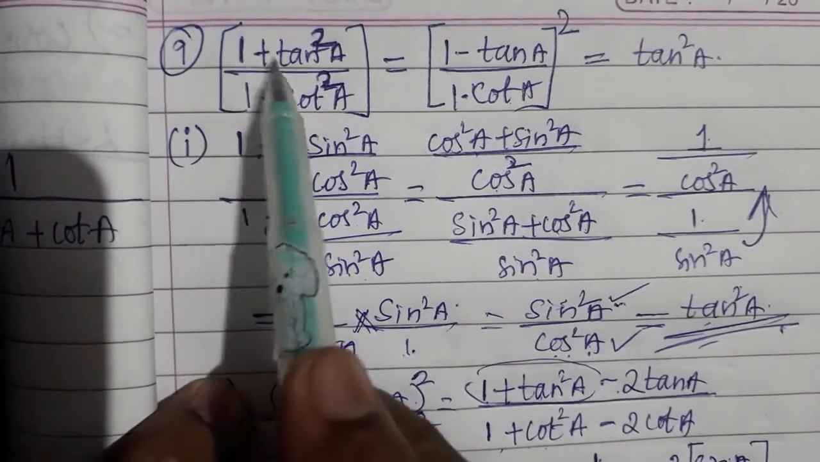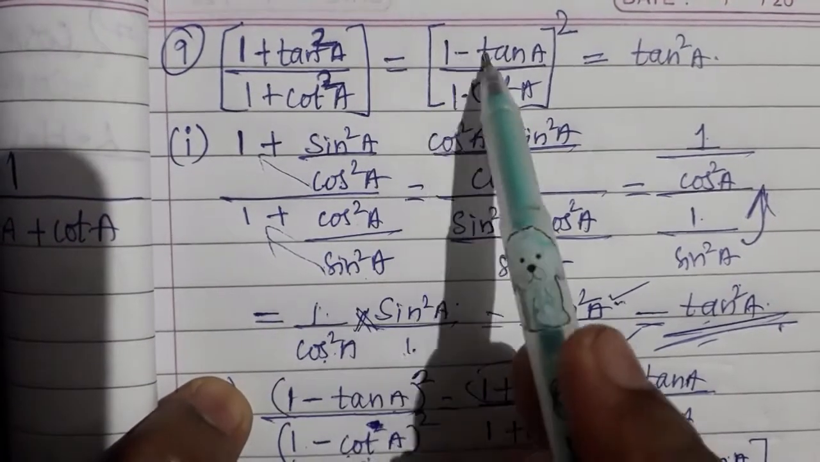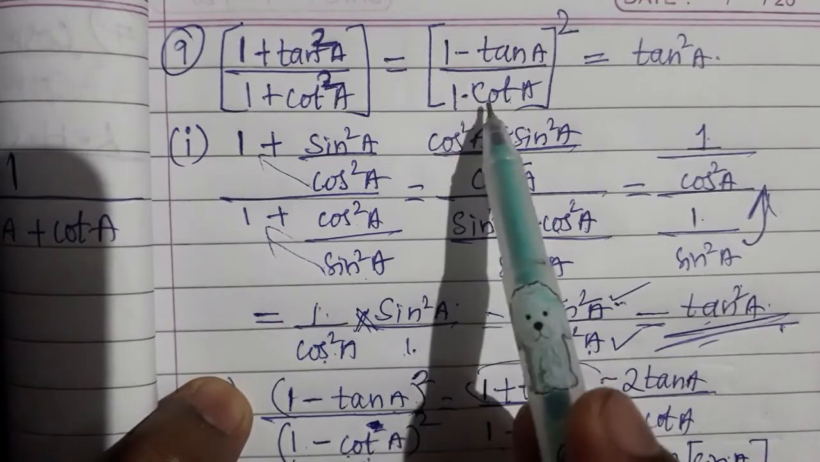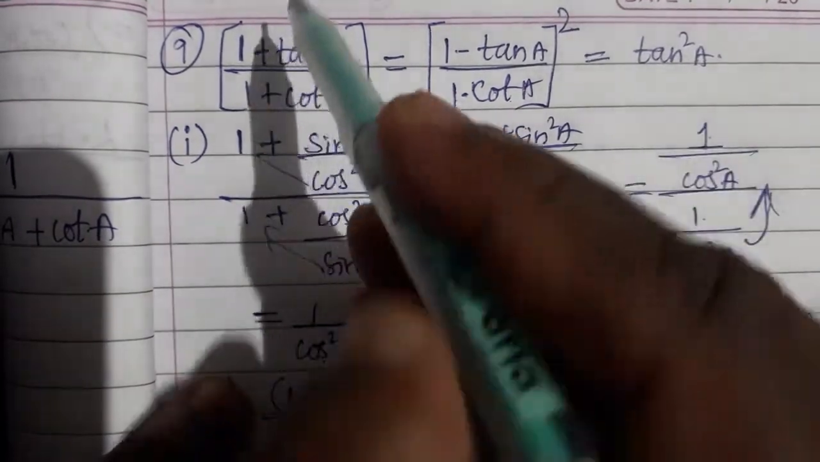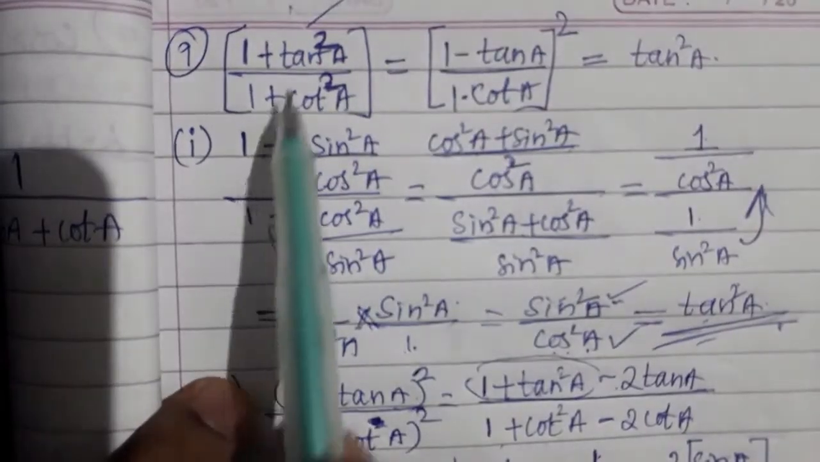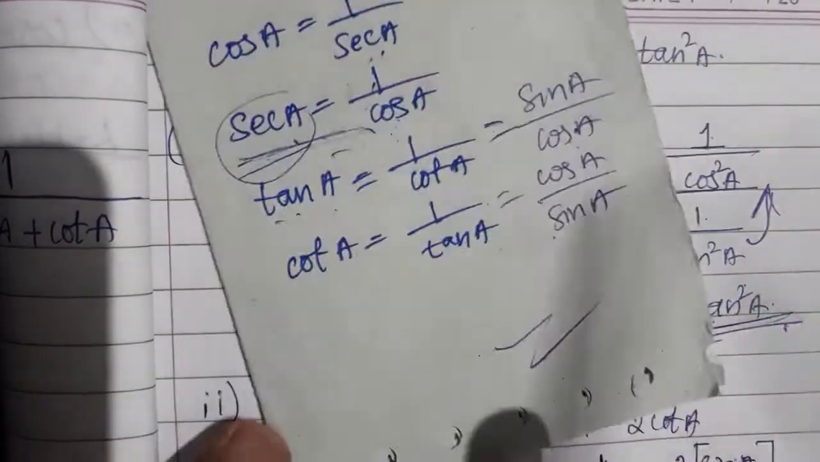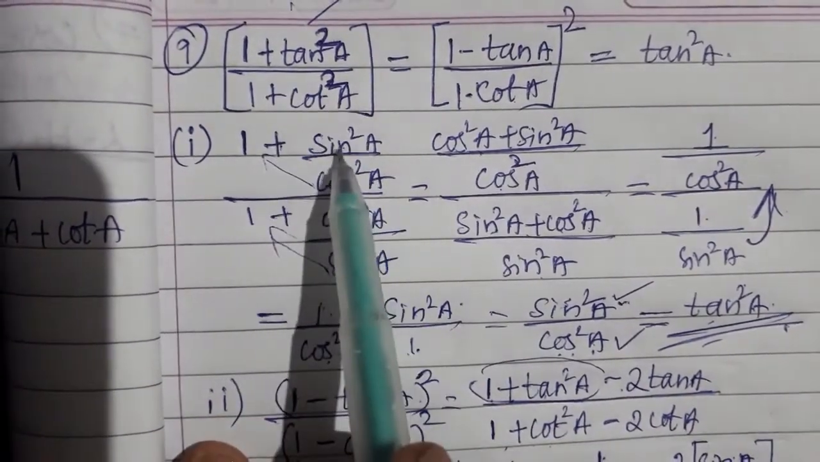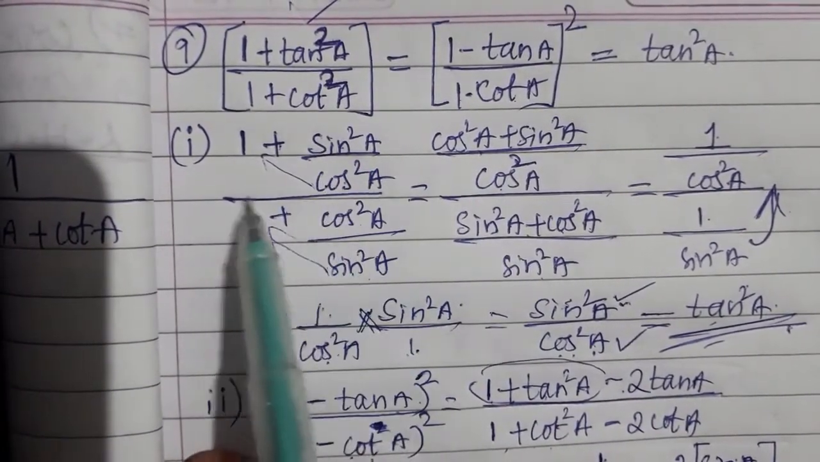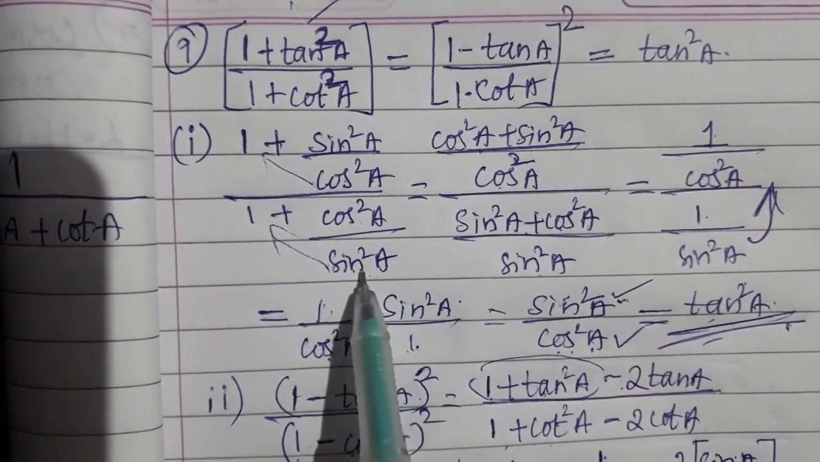The next sum is (1 + tan²A)/(1 + cot²A) = ((1 − tan A)/(1 − cot A))² = tan²A. Now I am selecting the first part. 1 plus, in place of tan, definitely I can write sin by cos. In place of cot, definitely I can write cos by sin. That is what I have written. Tan²A will become sin²A by cos²A. In the denominator, 1 plus cot²A will become cos²A by sin²A.